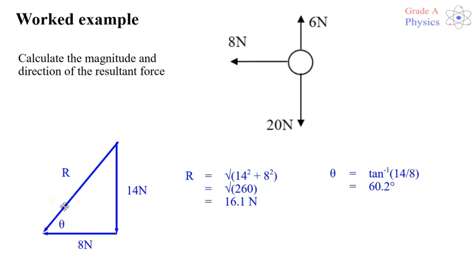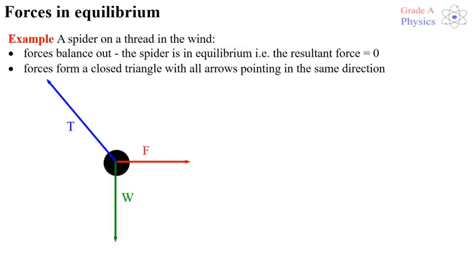Now, sometimes students ask, well, which angle do they want? Hopefully that will be clear in the question. It will normally say, calculate the angle between the resultant and either the vertical or the horizontal. But hopefully that will be clear in the question.